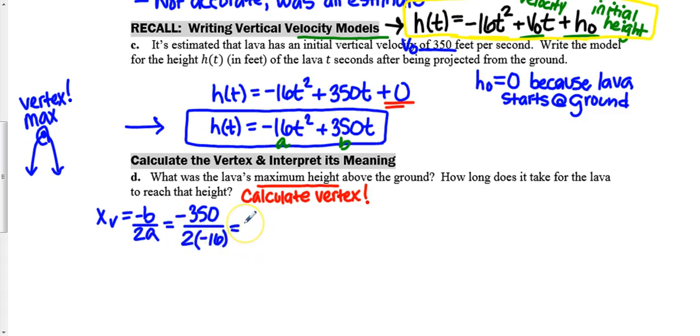You definitely need your calculator, so I'm going to take a second and get my calculator out. Please press pause if you need to take out your calculator. So this will be negative 350 divided by negative 32. And then in our calculators, we'll do 350 divided by 32. Notice, I didn't say negative because I know negative divided by negative is a positive. And what do we get? Our calculator says 10.9375, so we can round that to 10.94.